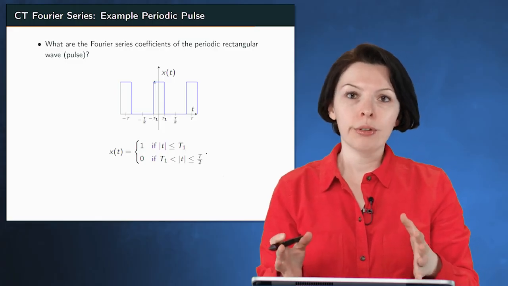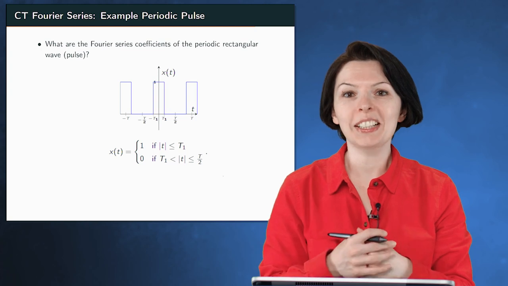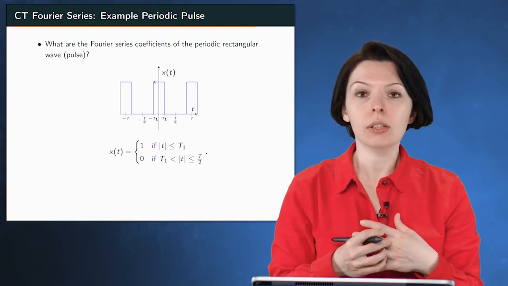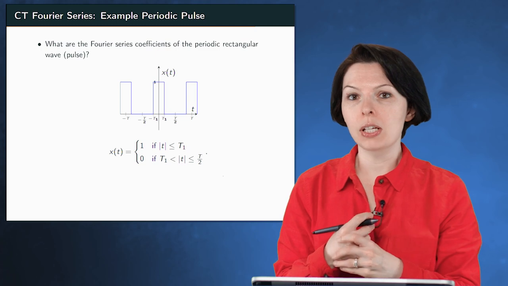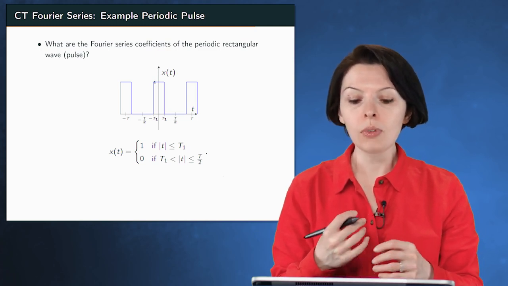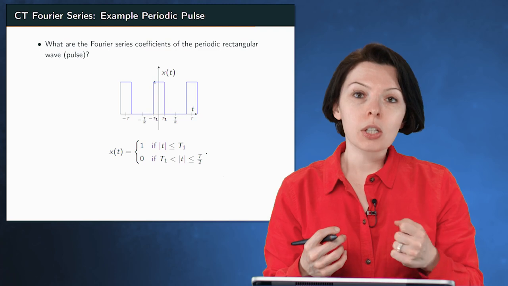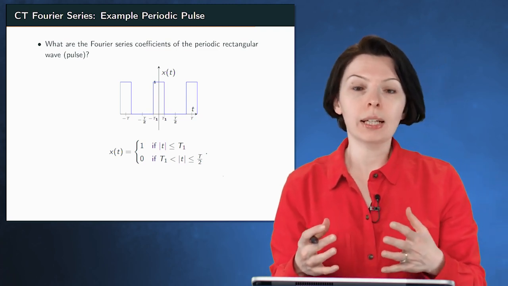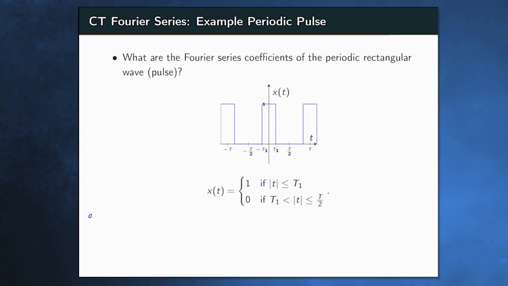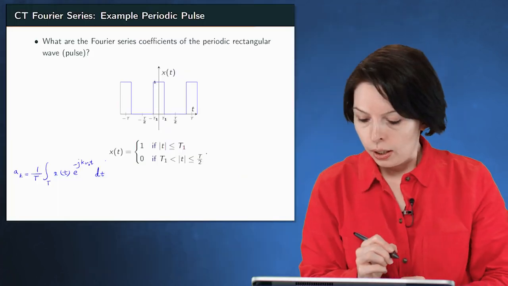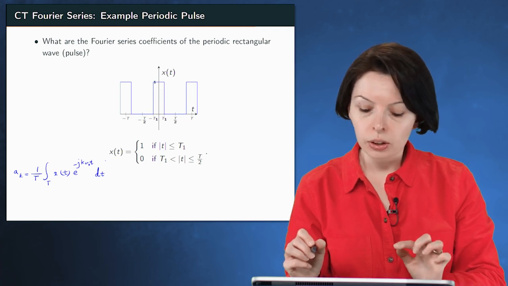Here's another example for a periodic continuous time signal, which is not in the format of a sinusoidal signal, and we would like to find the Fourier series coefficients of this signal. And because it's not in the sinusoidal format, we have to use the analysis equation, which is a k equals 1 over T integral over one period x of t e to the minus j k omega naught t, and omega naught is the fundamental frequency of x of t, the periodic signal. All right, so I'm ready to evaluate this integral.